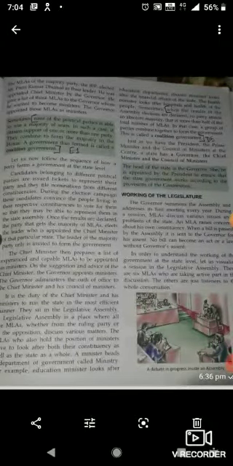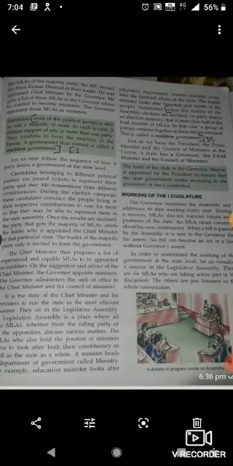Very good morning, children. Now, let us continue with our third chapter of civics, that is, how a state government works. And we were discussing who is an MLA. So, let us continue with our next para. Please pay attention.